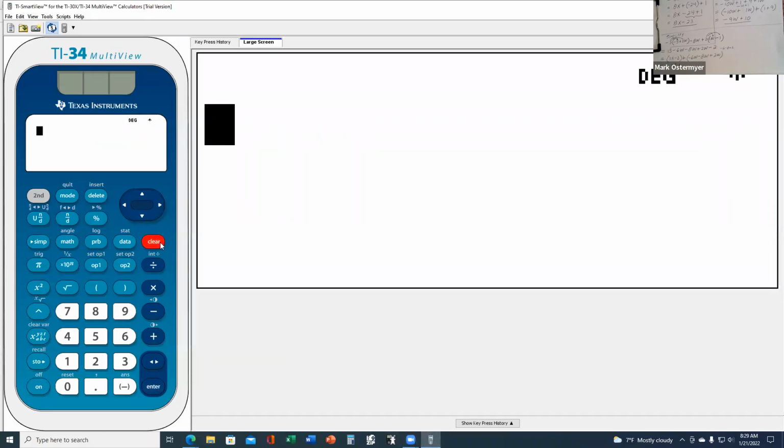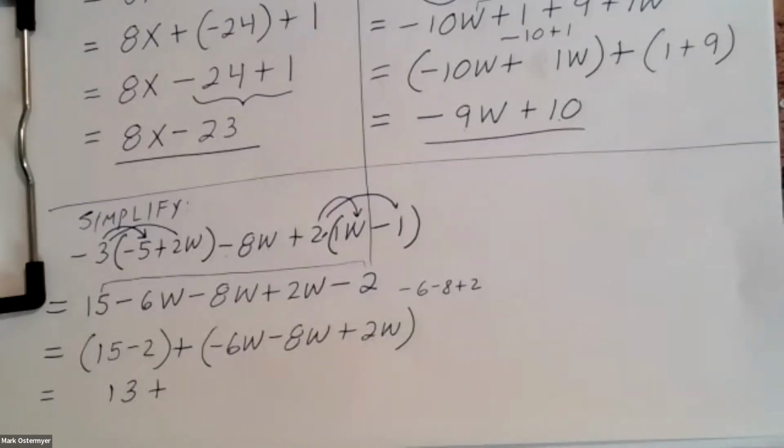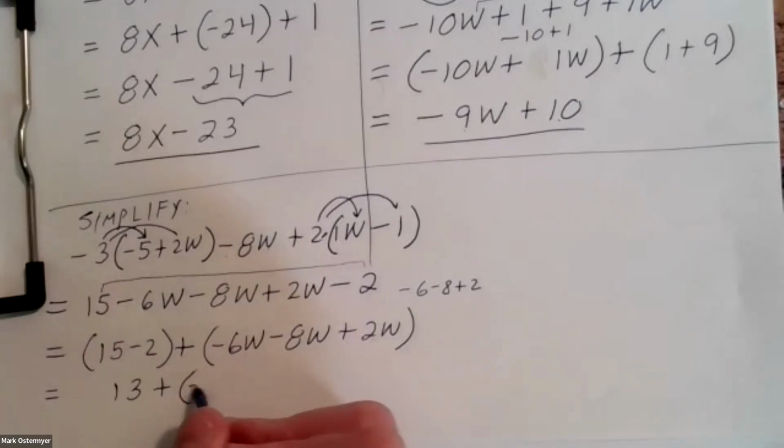Okay, so we're going to type in -6, subtract 8, plus 2. All those numbers combine to give you -12. Therefore, -6W subtract 8W plus 2W is -12W.